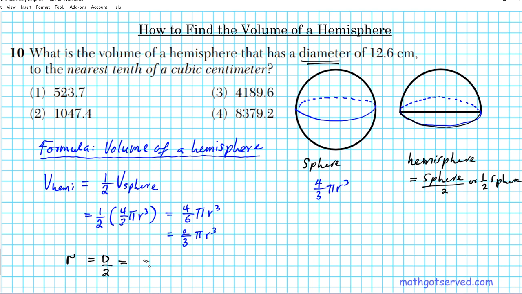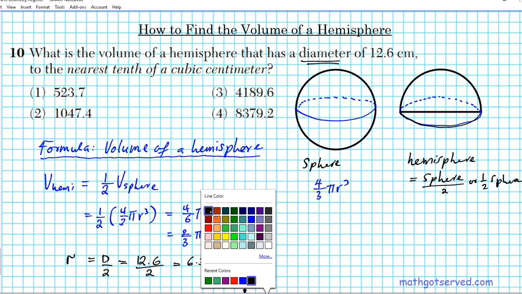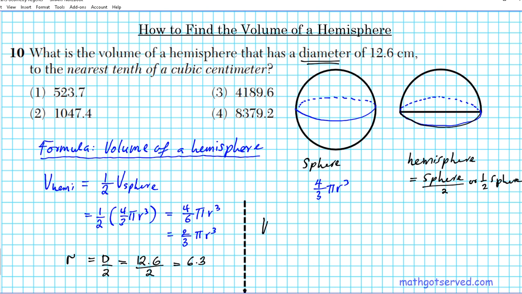So the diameter is 12.6. All we do is divide that by 2. 12.6 divided by 2 is 6.3. Now we are ready to find the volume, because the only variable we need to find the volume of a hemisphere is the radius, and we have it already. So V is equal to, let's write down the formula again, 2/3 pi r cubed. I'm going to plug in r here, so you have 2/3 times pi times 6.3 raised to the third power.